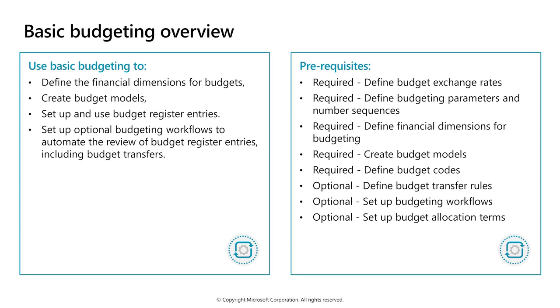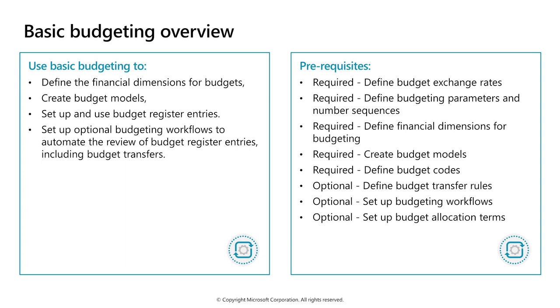Before we use basic budgeting, we need to complete the steps shown here. If using budget control, we need to set up basic budgeting before we configure budget control. The requirements include defining the budget exchange rate, defining budgeting parameters and the number sequence, defining financial dimensions for budgeting, creating budget models, and defining budget codes. Optionally, we can define budget transfer rules, set up budgeting workflow, and set up budgeting allocation terms.